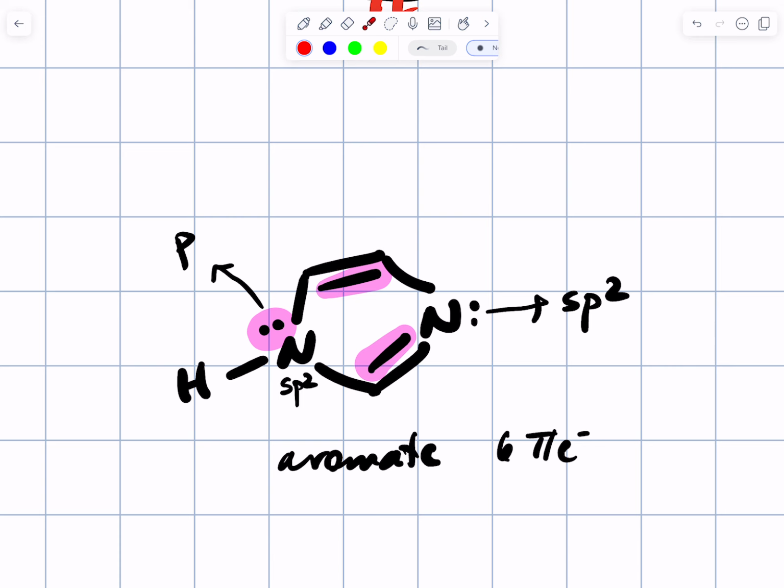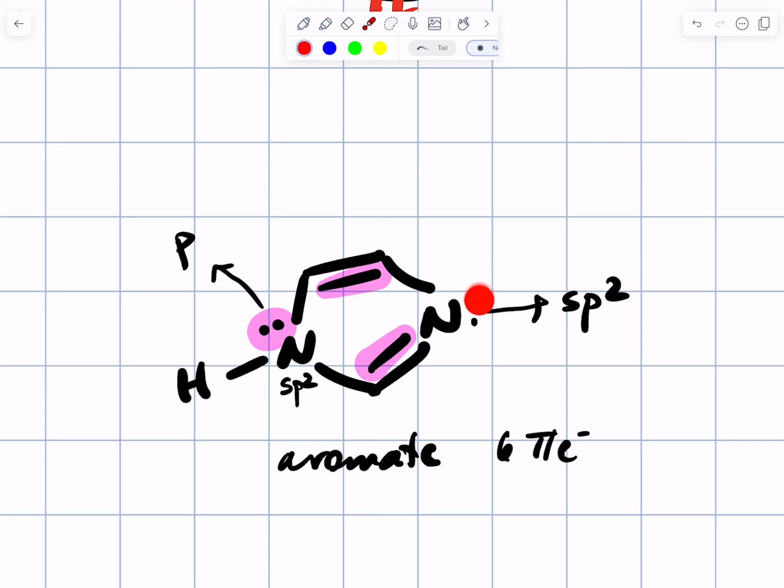And the answer is it depends. And I know you love the answers that just depend. Well, here's what it depends on. Only lone pairs that are in p orbitals count. Lone pairs that are in sp2 orbitals perpendicular to the pi system don't count.